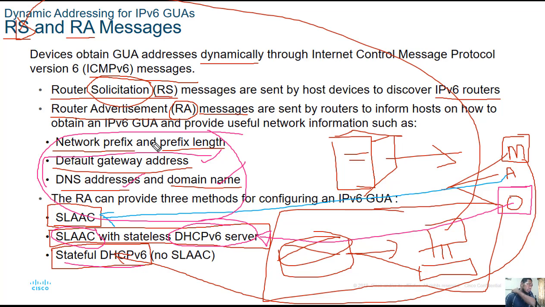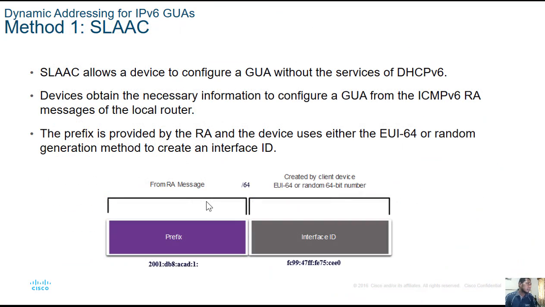So you have a lab activity later on where you will learn a bit of how this is done. But this is also covered in CCNA 2. We look at this when we talk about DHCP version 6. So that's method 1, SLAAC. I mentioned that earlier on. SLAAC allows the device to configure a GUA without the services of a DHCP version 6 server. So key points you need to observe here: devices obtain the necessary information to configure a GUA. That's what's important. They don't worry about all the other information.